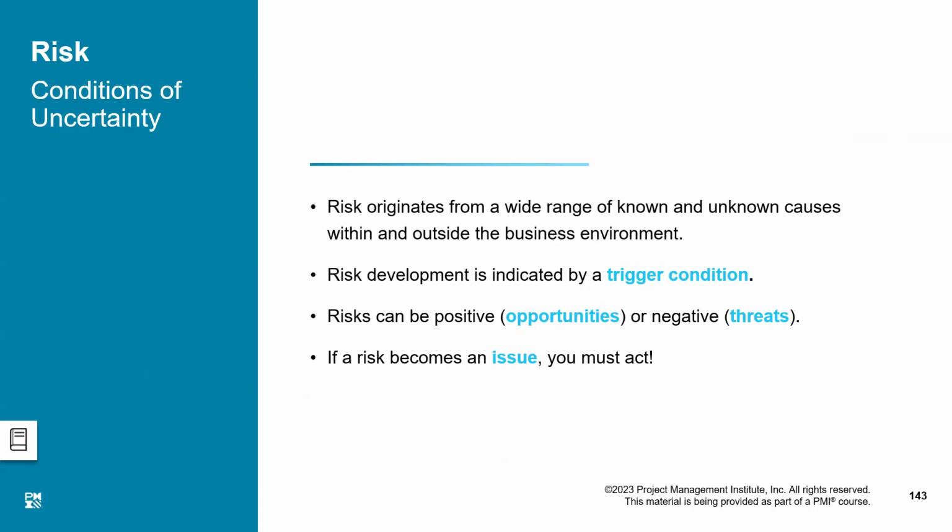Risk is an uncertainty. So risk originates from a wide range of known and unknown causes within and outside the business environment. Meaning that because it is an uncertainty, we try to hunt it down. It may be, from previous experiences, we might have observed that these kinds of risks may occur. So we may seek guidance from there, or this may be coming from unknown causes which we can't even understand.